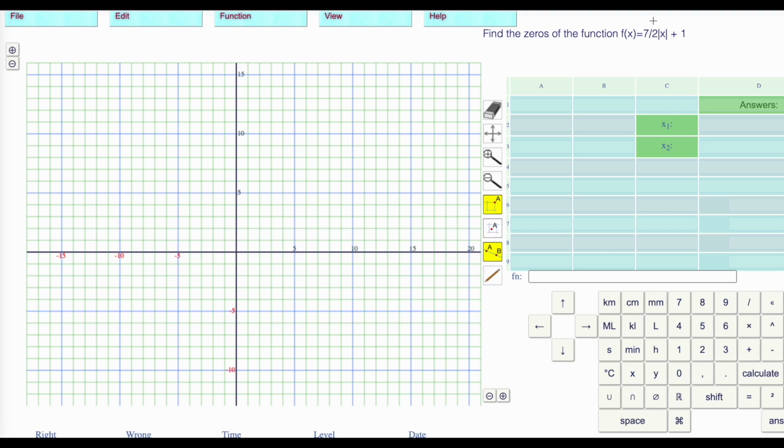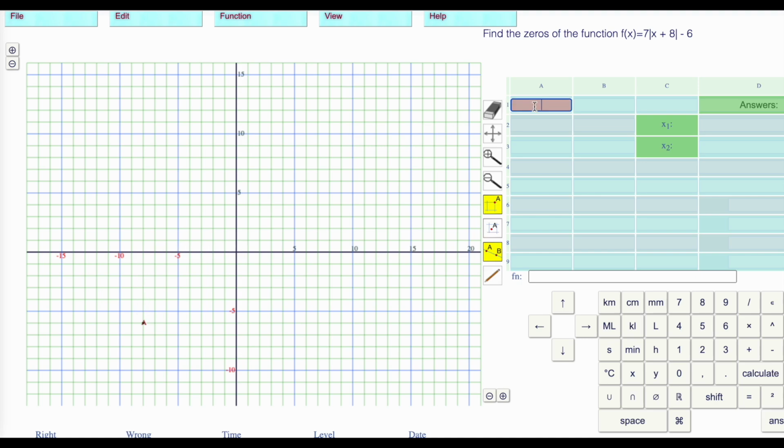Here we're opening up. The vertex is at 0, 1. Here, opening up, there are no zeros, none. Here, the vertex is below the x-axis. It's opening up, so we're going to have some zeros. -8 and -6. Here, it's opening up.